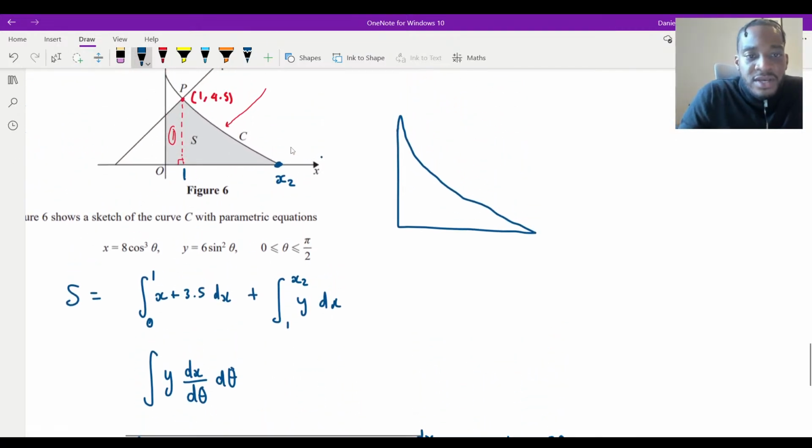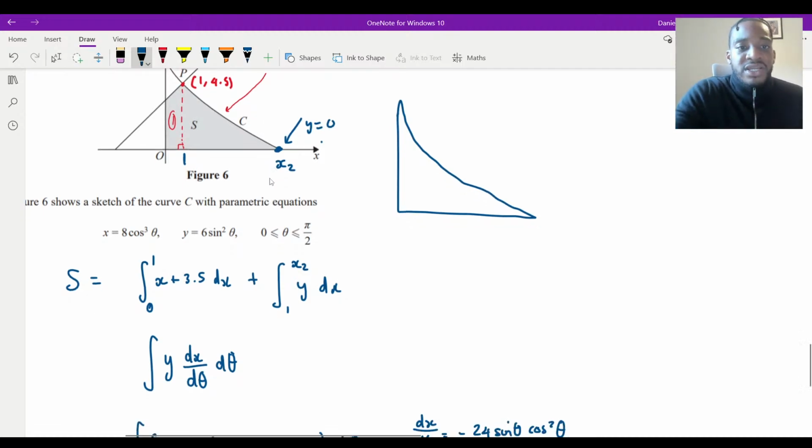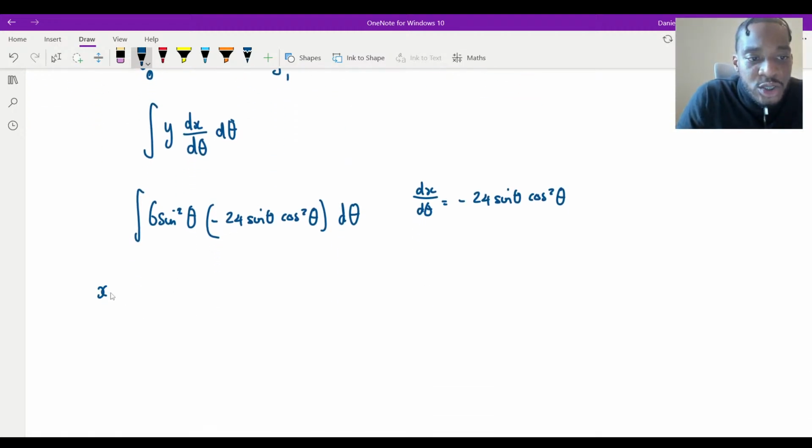That limit there is going to be when y is equal to 0, no? I have a curve here. The x-intercept is when y is 0. I could find out what x is by making y 0, find the value of theta and plug it into the x value. So to find out x2, I'm going to say x2 is where y is 0, when y is equal to 0, like that.